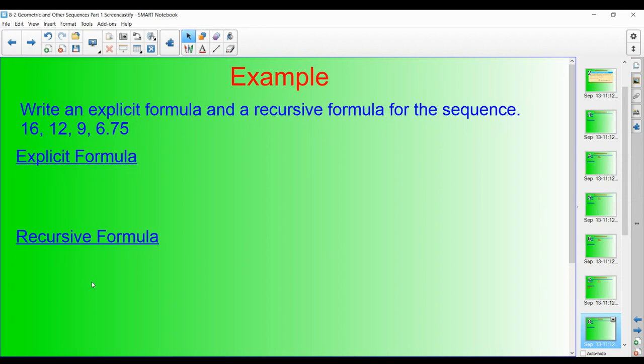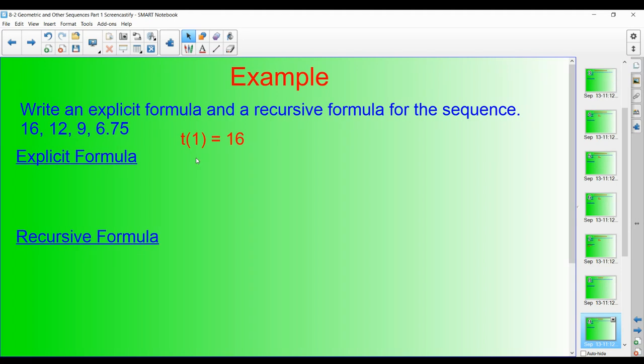So we're going to write an explicit formula and a recursive formula for this sequence. Now, this looks kind of close to arithmetic. We're subtracting 4, then we're subtracting not 4. So it's not arithmetic. I have no idea what the multiplier is. 16 times what gets us 12? 12 times what gets us 9? So what I'm going to have to do is figure that out.